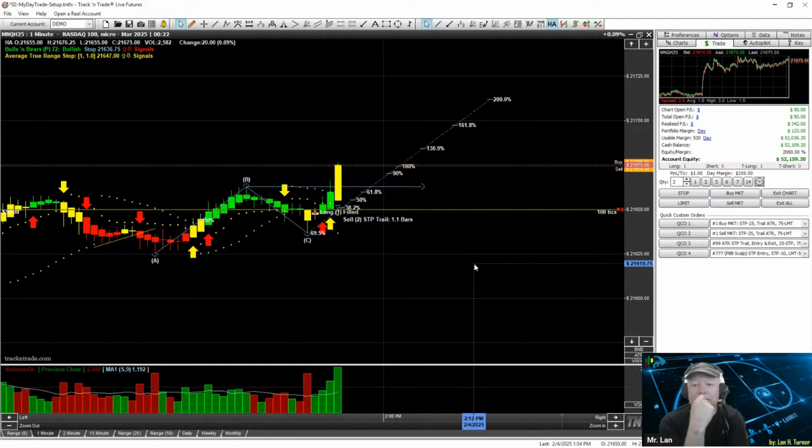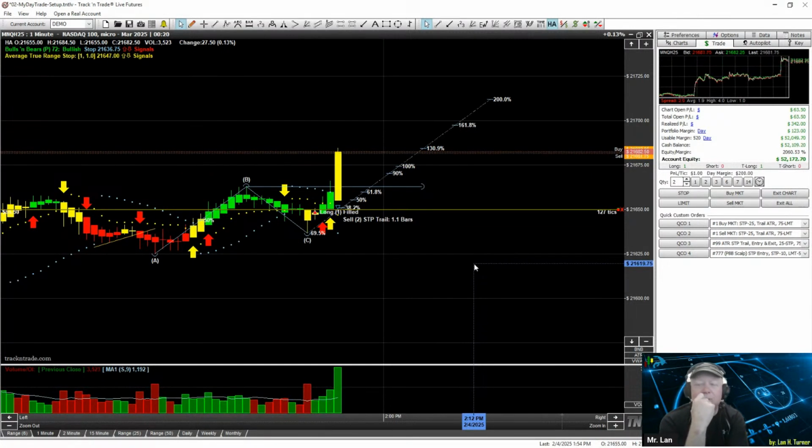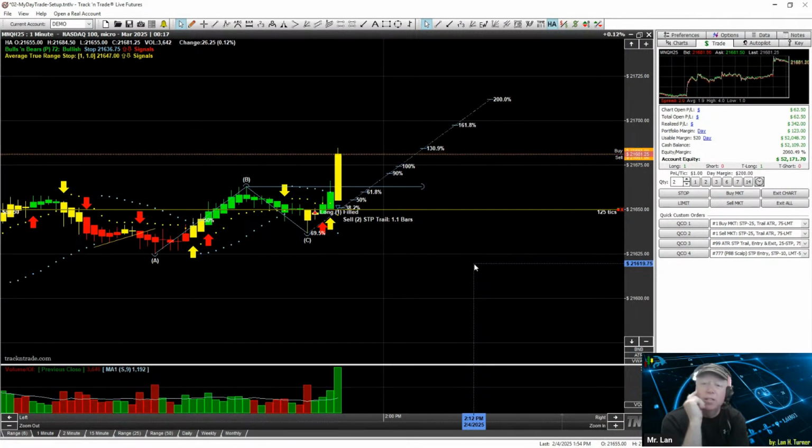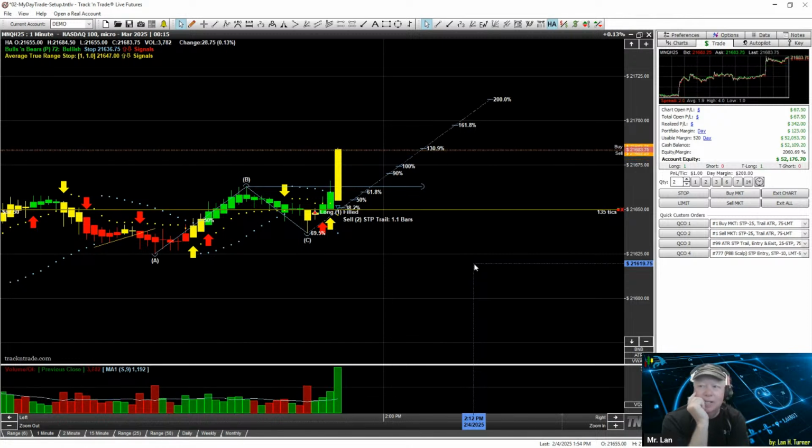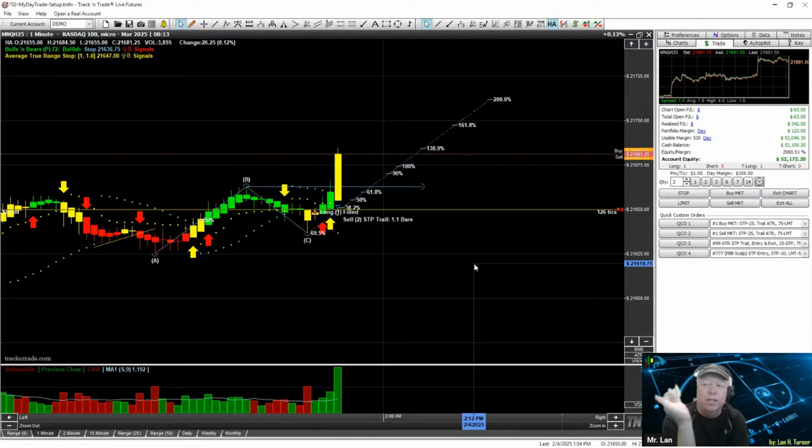That just won. There it goes. Now we're up 65. Take it off. You made $65 in 10 minutes. That's not a bad trade. If we were on the full size, that'd be $600.